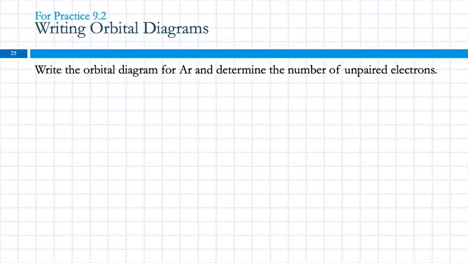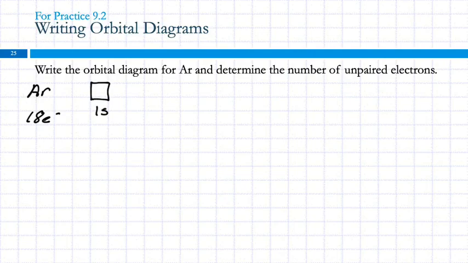Write the orbital diagram for argon and determine the number of unpaired electrons. Okay, so argon has 18 electrons. So I'm going to think ahead. Orbital diagram, I have to draw boxes. Right? So I've got argon, and I've got 18 electrons. So if the orbitals can hold 2 electrons, I'm going to need a minimum of 9 orbitals. So I'm just going to start drawing some boxes.